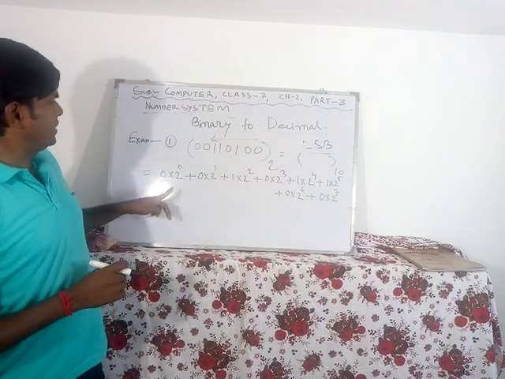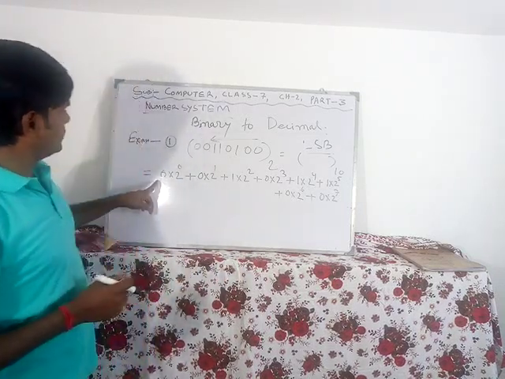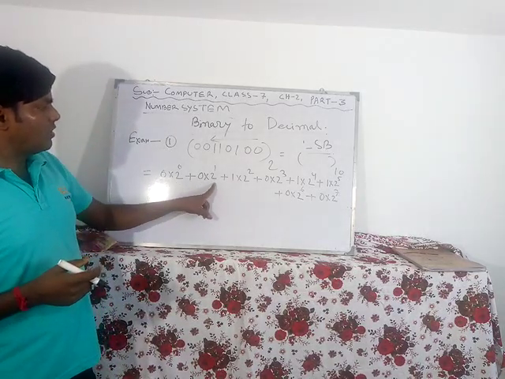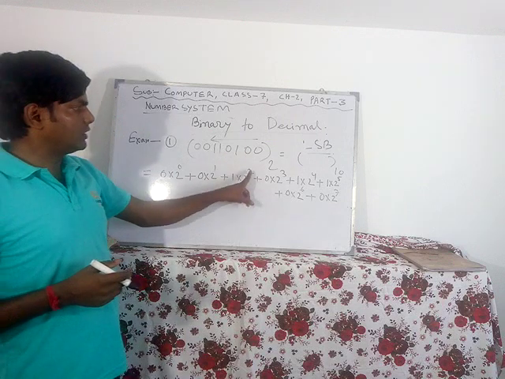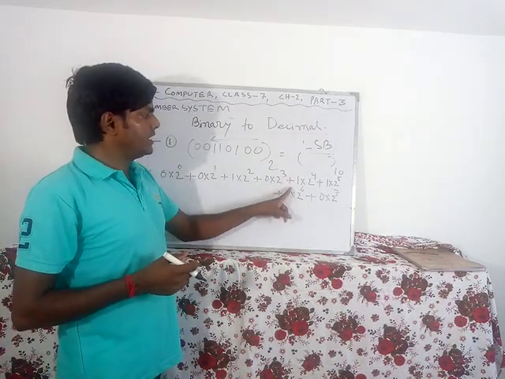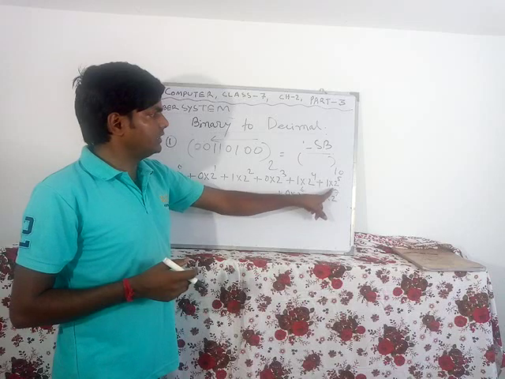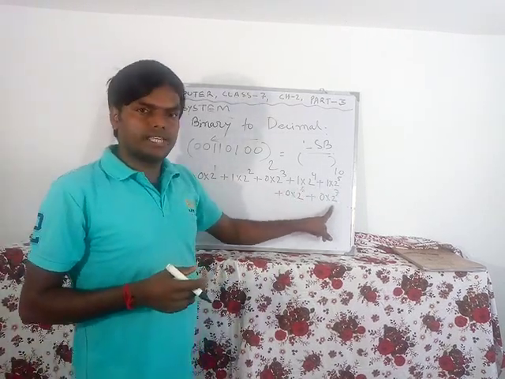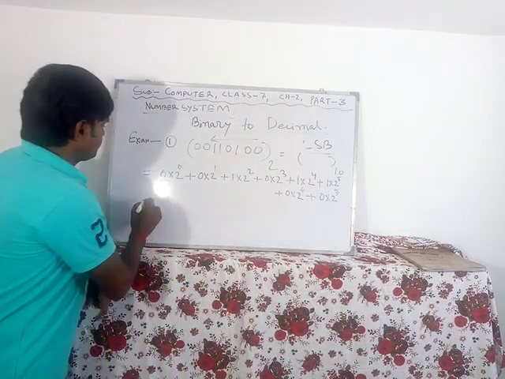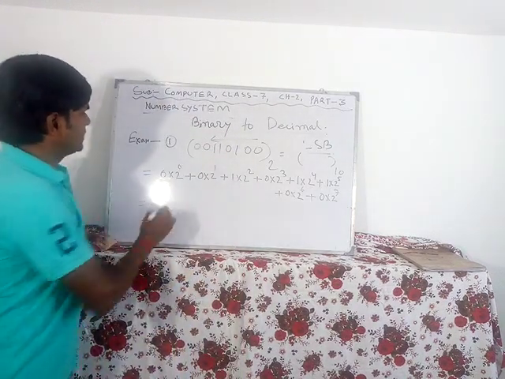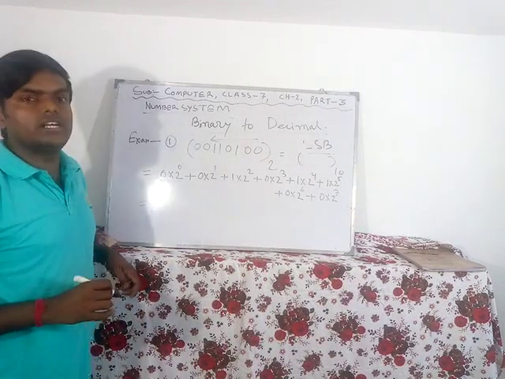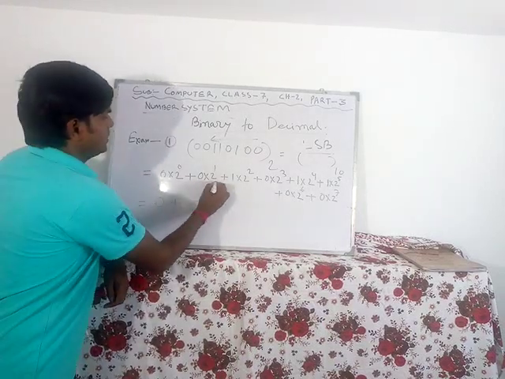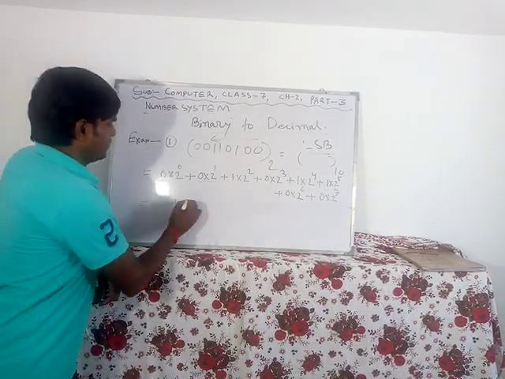Clear? So basically, in this line we have 0 into 2 power 0 plus 0 into 2 power 1 plus 1 into 2 power 2 plus 0 into 2 power 3 plus 1 into 2 power 4 plus 1 into 2 power 5 plus 0 into 2 power 6 plus 0 into 2 power 7. Clear? Next line, similarly: 0 means we will get the answer 0 only. Next, 0 means this one also gives 0.